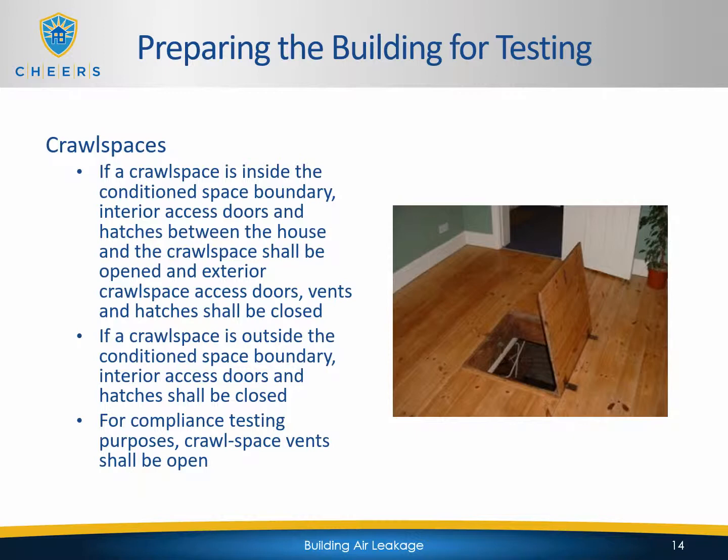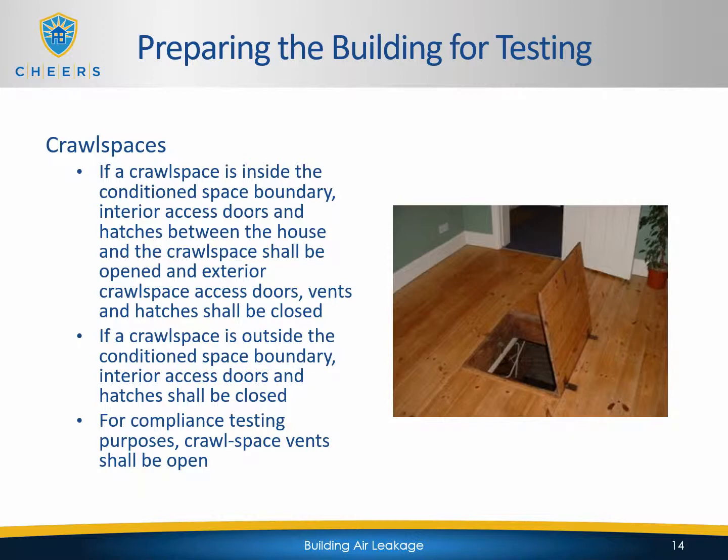As far as crawl spaces are concerned, if a crawl space is inside the conditioned space boundary, interior access doors and hatches between the house and the crawl space shall be opened, and exterior crawl space access doors, vents, and hatches shall be closed. So basically, if it's a living crawl space, or the crawl space is within the conditioned boundary of the house, you have to take it into account as part of the house. So the hatch to the crawl space will be open, and then any exterior opening from the crawl space to the outside of the house has to be closed.